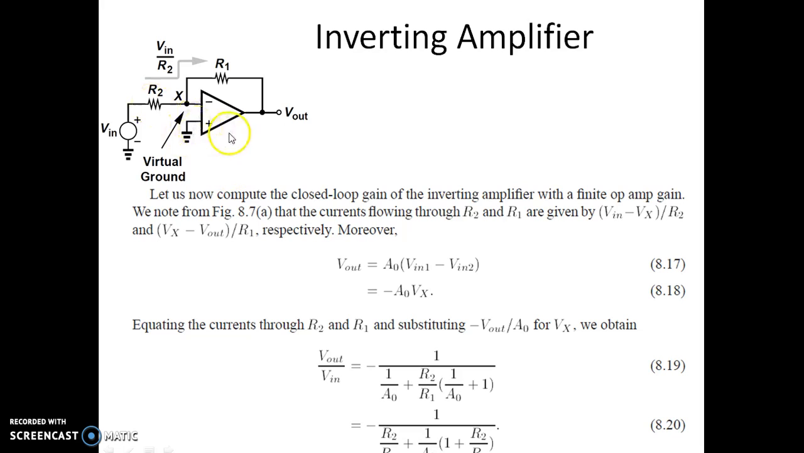So we know that since this is Vx, the current that is flowing here is Vin minus Vx by R2. The current that is flowing through R1 is given by Vx minus Vout by R1. So equating those two currents, and we also know that the output expression Vout is given by A0 into Vin1 minus Vin2. So since Vin1 is 0, Vin2 is Vx, we get the output expression as minus A0 into Vx. So substituting all these, we get the expression for Vout by Vin as given over here.